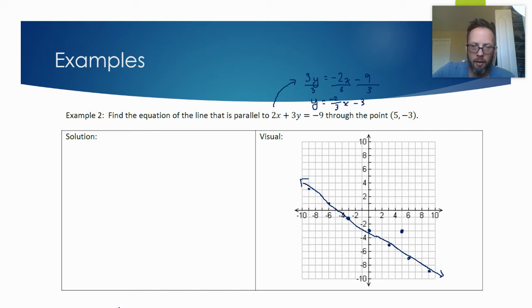We're asked to find the equation of a line parallel to that one, but it goes through (5, -3). So we can actually draw this one out, right? Because parallel lines have the same slope. So down 2 over 3, and if we add more points, down 2 over 3, down 2 over 3, down 2 over 3, we can see why we kind of need algebra.